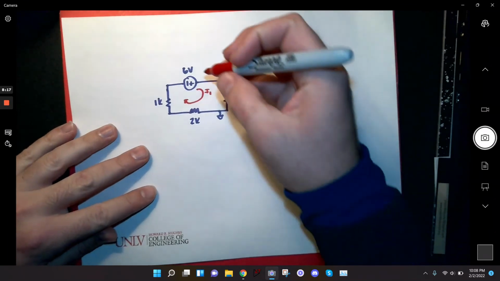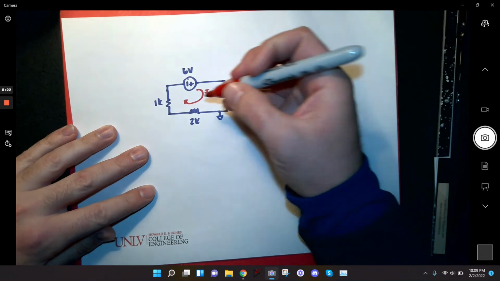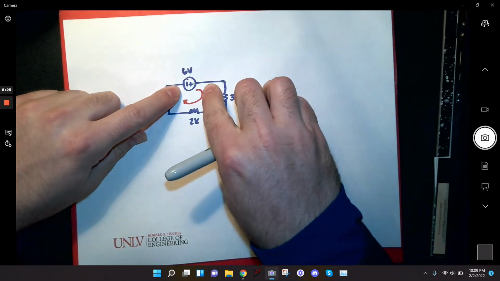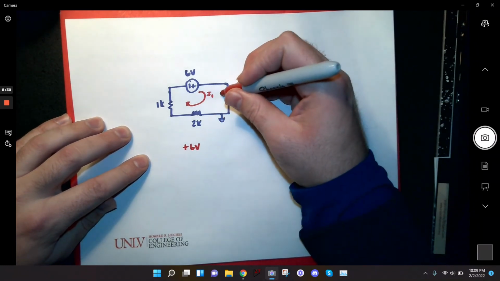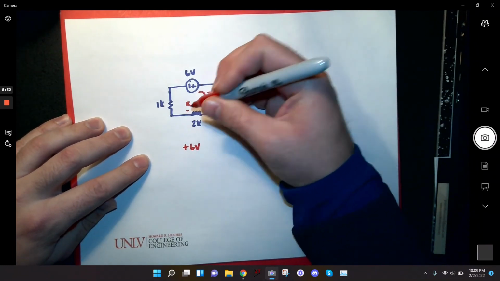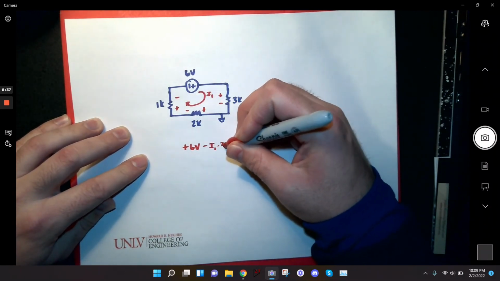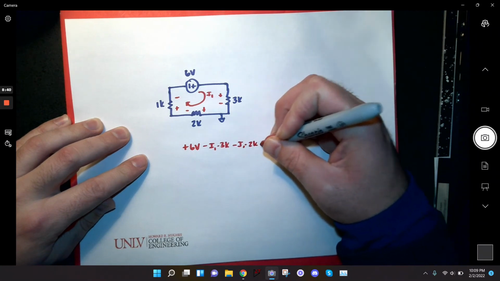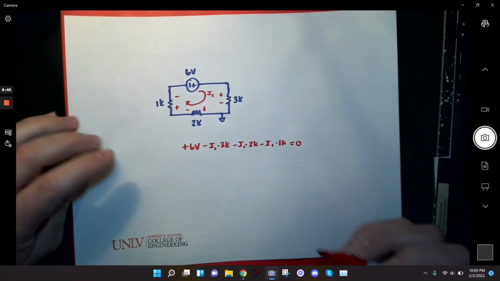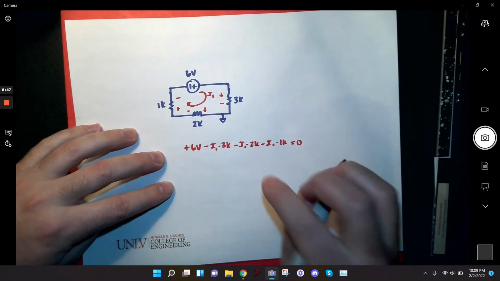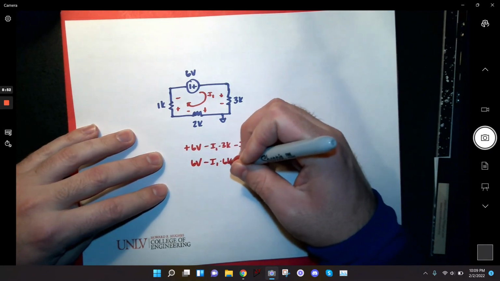So if I do I1, basically I'm going from minus to plus across the battery, okay? So I'm going up by 6 volts when I go from this node to this node. So I would write a plus 6 volts basically. Then I drop across that resistor, I drop across that resistor, and I drop across that resistor. So I would say minus I1 times 3K, minus I1 times 2K, minus I1 times 1K equals 0. I group my like terms, so this is a 3 plus 2 plus 1, which is going to give me a 6K. So 6 volts minus I1 times 6K equals 0.